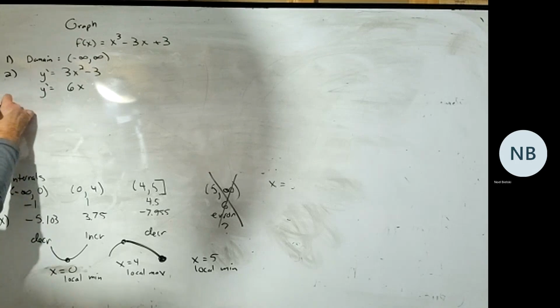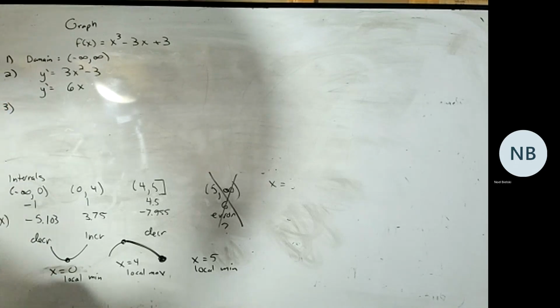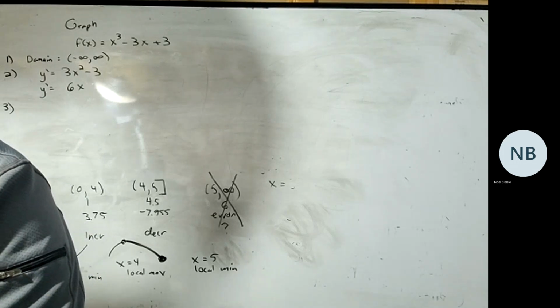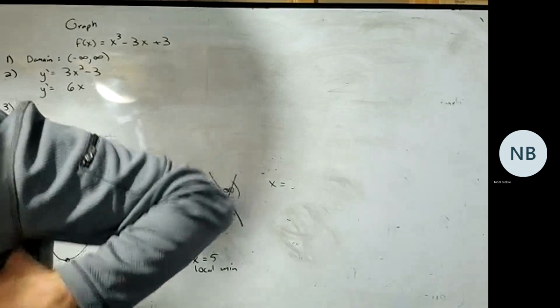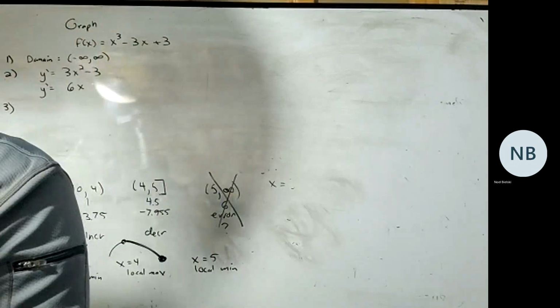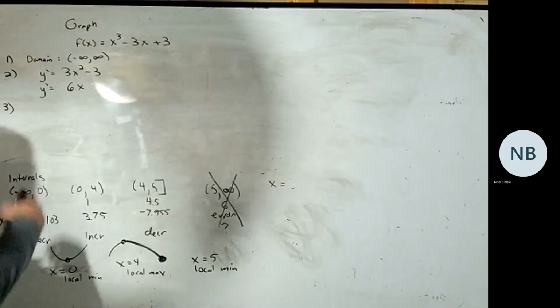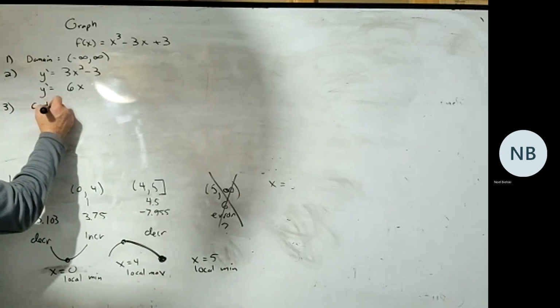Number 3 asks us to find the critical points and identify the behavior at each one of those. I'm kind of ignoring that because we're going to find increasing and decreasing, so that question's answered in the next one. So let's find the critical points.